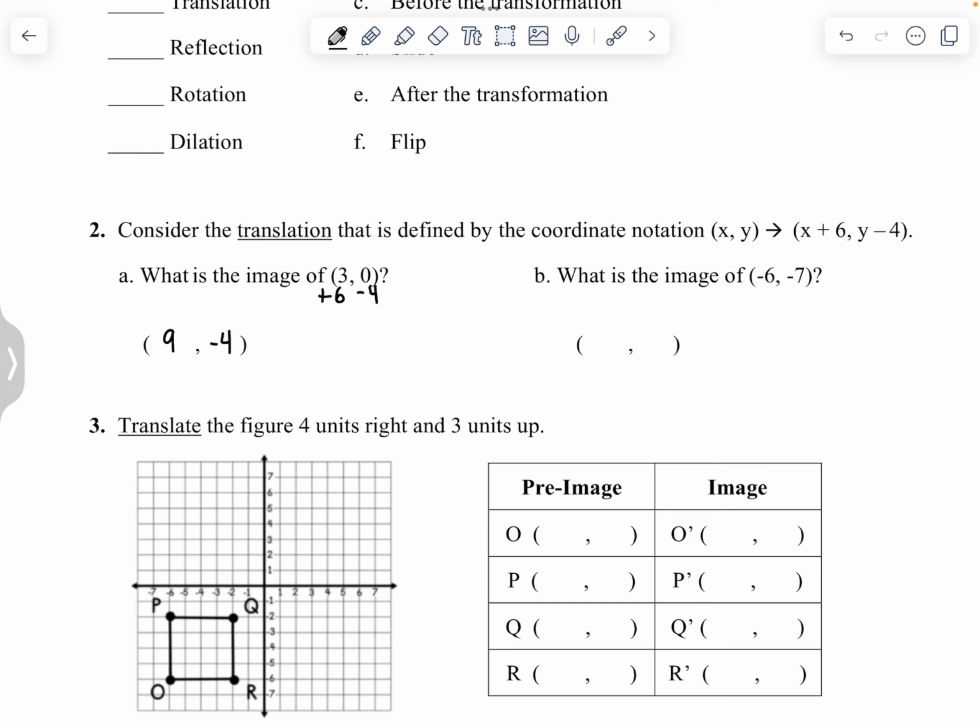And we're asked to do that again. Plus 6, minus 4, and our image is going to be at (0, -11).